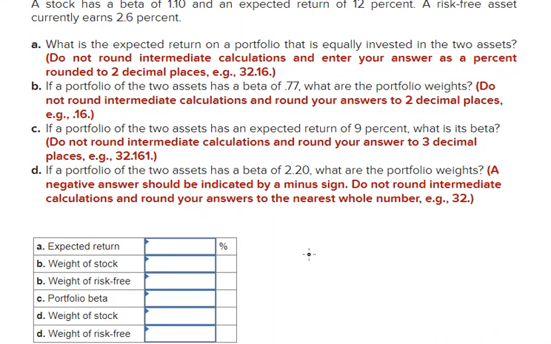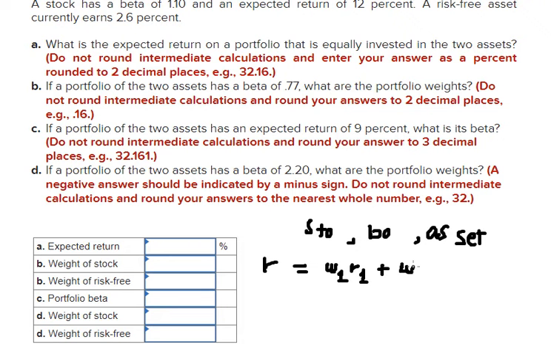Hello everybody. Today I want to show you how to answer question A to question D. We know that the expected return of more than two assets, for example, stock, bond, and other assets, follows this formula: the weight of number 1 multiplied by the rate of number 1, plus the weight of number 2 multiplied by the rate of number 2, and so on.